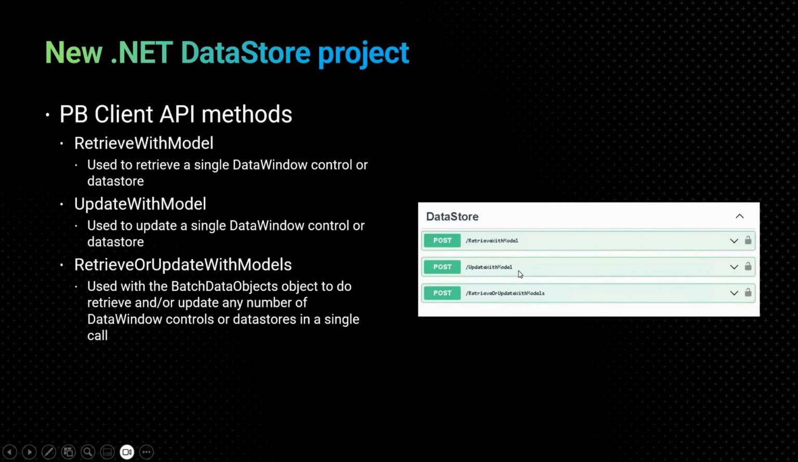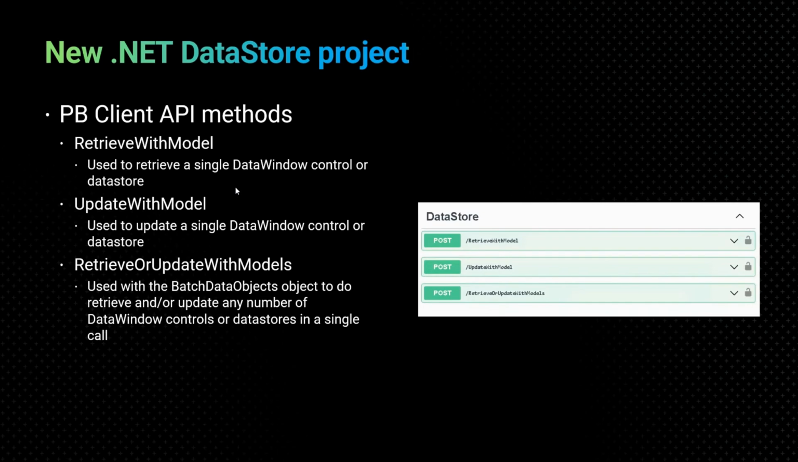So there's that update with model that we saw earlier, but it wasn't really an Any Client REST method. Then we have retrieve with model and retrieve or update with model. We're going to get into it here in a little bit. I was talking about some of the advantages you have using the PowerBuilder methods. There's a big one coming up here, and that's why there's this 3rd method.